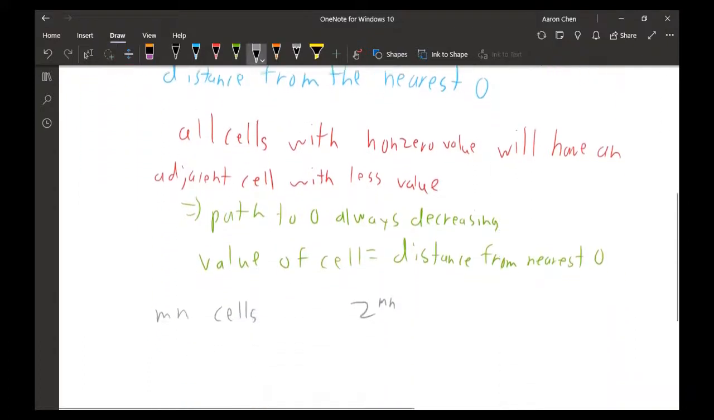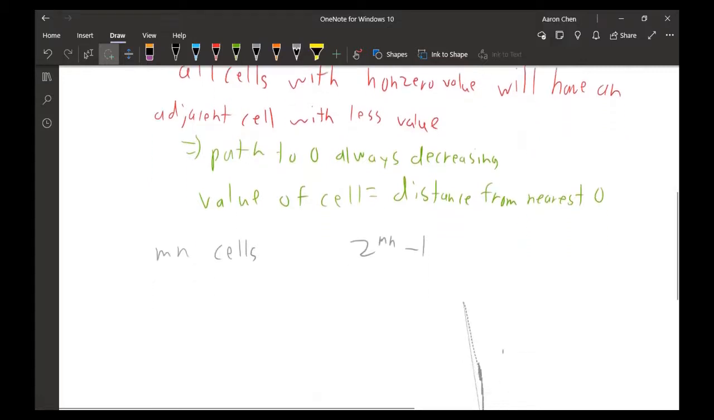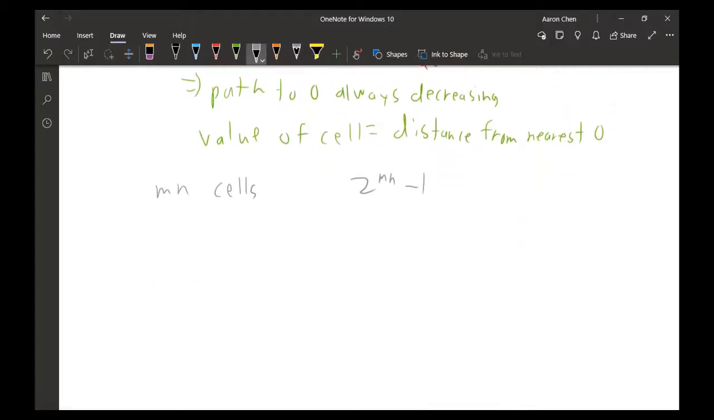And so of these 2 to the power of mn ways to distribute the zeros, there is only one way in which there are no zeros, and that's by choosing to not have a zero in all mn cells. And so the number of distinct guardians is simply 2 to the power of mn minus 1. So does anyone have any questions?